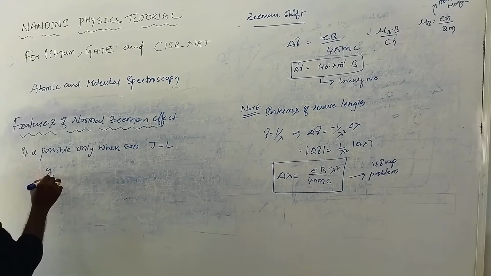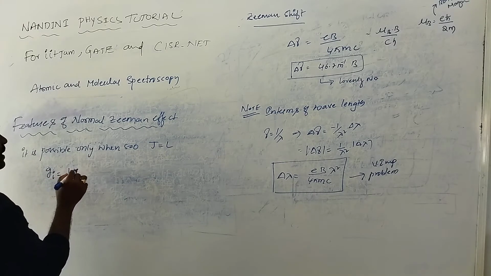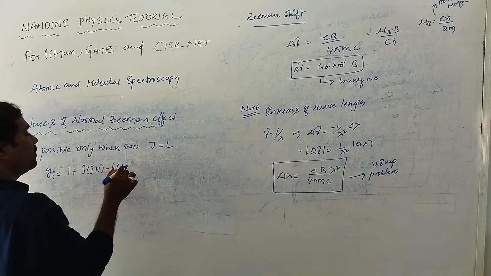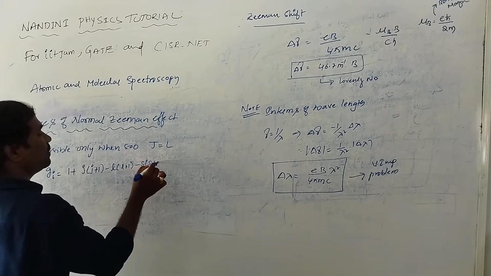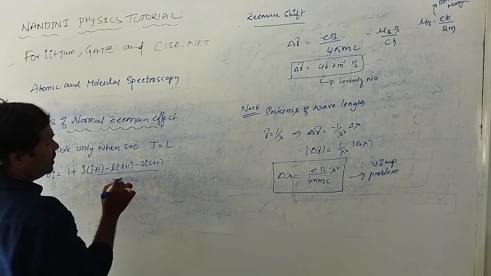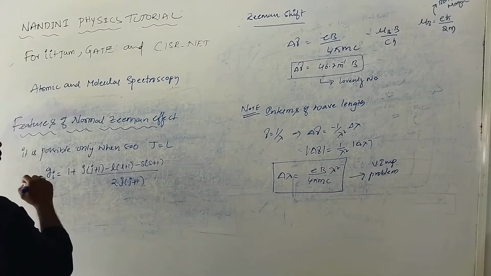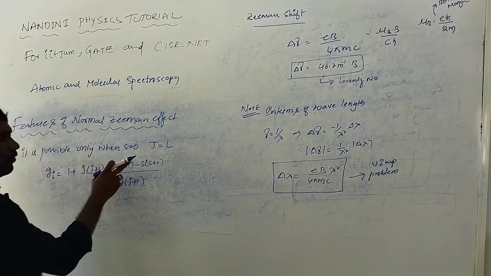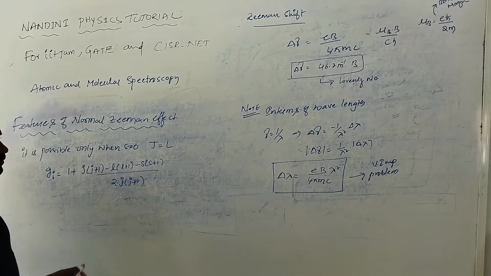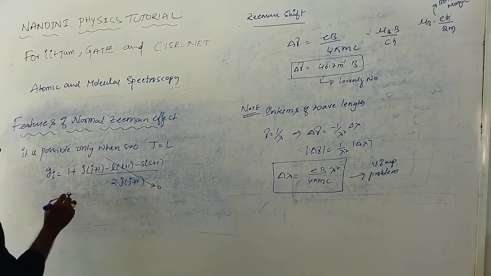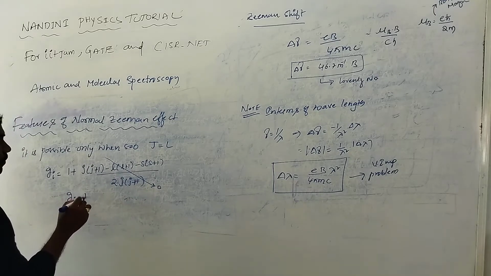And what is the Landé g factor? g is equal to 1 plus J into J plus 1 minus L into L plus 1 minus S into S plus 1, divided by 2J into J plus 1. So this is the Landé factor, okay. It is possible only when S is equal to 0. When J is equal to L, this value will become 0, okay. Therefore g is always equal to 1 only.